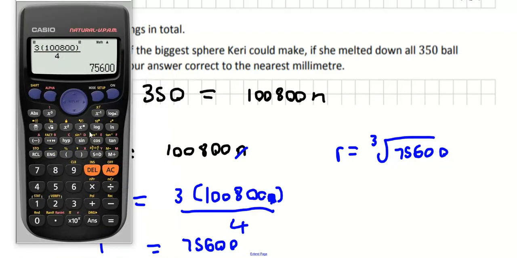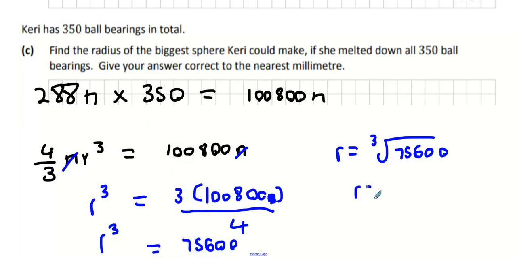So we press Shift, the cube root button, 75,600. And our answer will be 42.2 to the nearest millimeter, so 42 millimeters. So that's 42 millimeters right there.